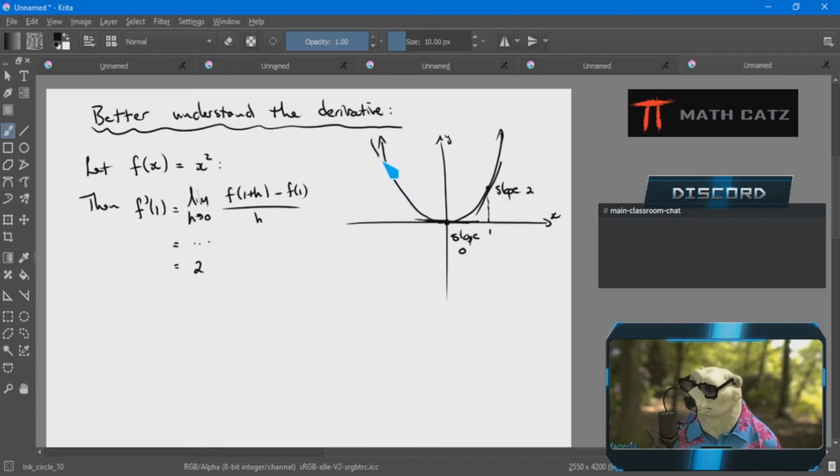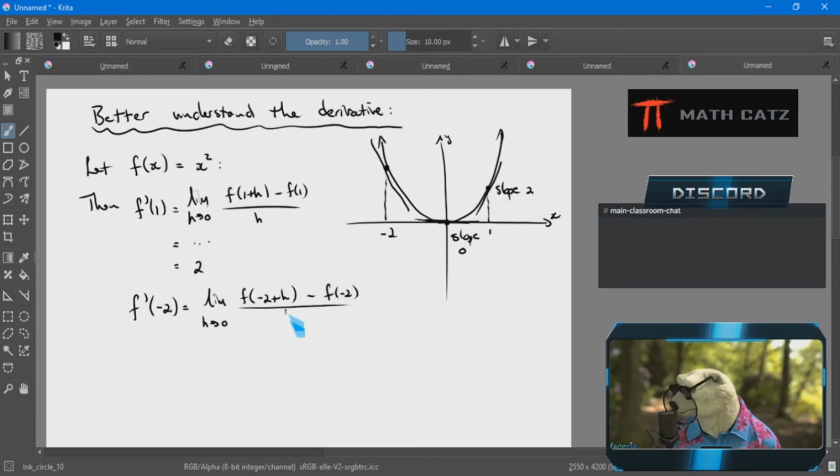Maybe I want to know what is the slope here at negative 2. So then I have to find the derivative at the value negative 2. I set up my limit definition. Negative 2 plus h inside the first function, negative 2 inside the second function, over h. I go through the motions. A few moments later, I get negative 4, which makes total sense. It's negative. It's a little steeper, negative 4.